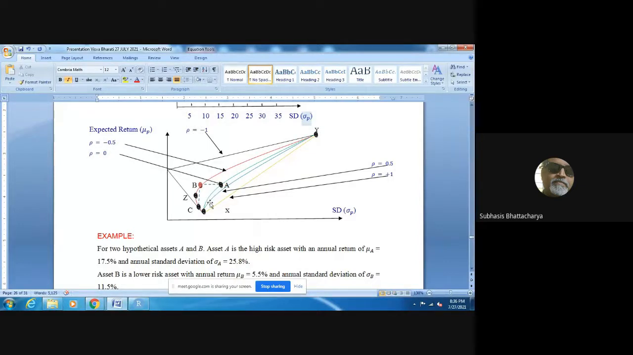And if rho is equal to 0, it looks like a parabolic form, because the equation is in the form of W1 squared and W2 squared. So it is not a straight line, it is a curve. And if it goes from 0 to +0.5, it moves towards this, there is one line, this blue one. And if it moves towards -1, it bends towards this. So each and every point shows a risk-return relationship between the portfolios.